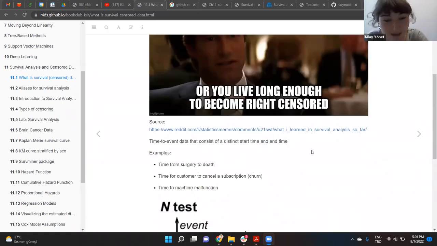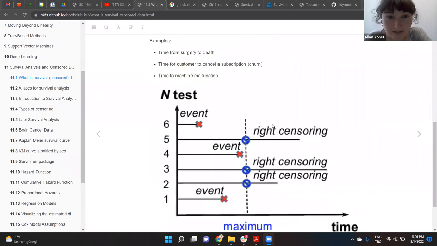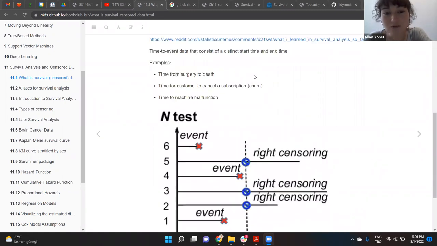Let's continue. These were the examples: the starting time might be the surgery and the event would be the death. We can have a timeline starting from the surgery, where the death would be the event, and when the study time is over, the others would be censored after the study.